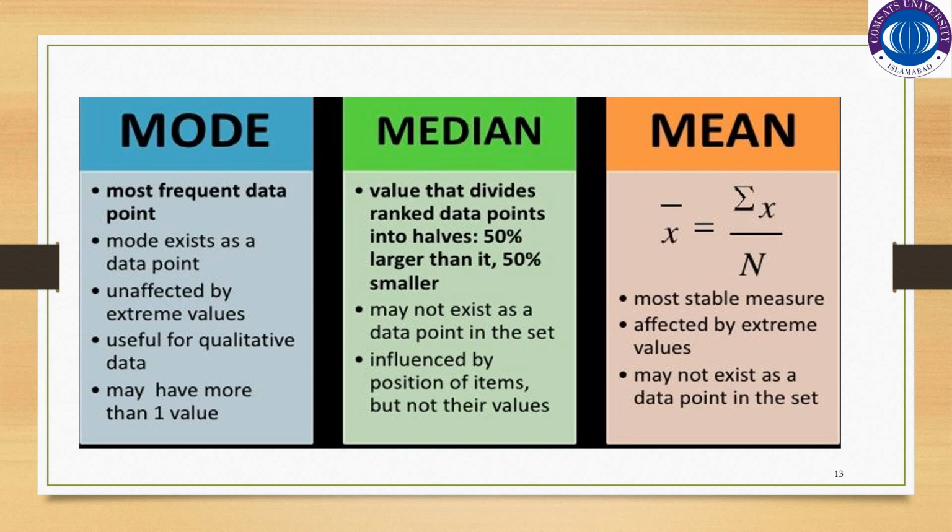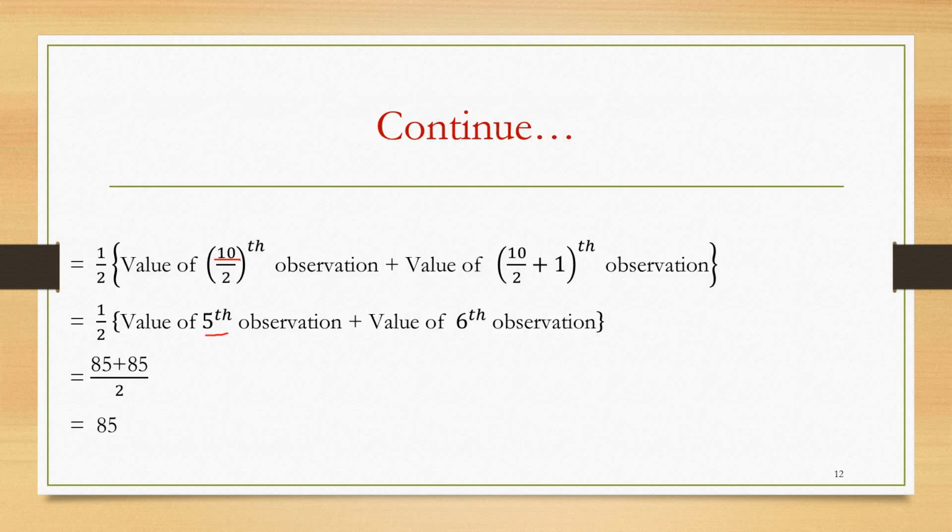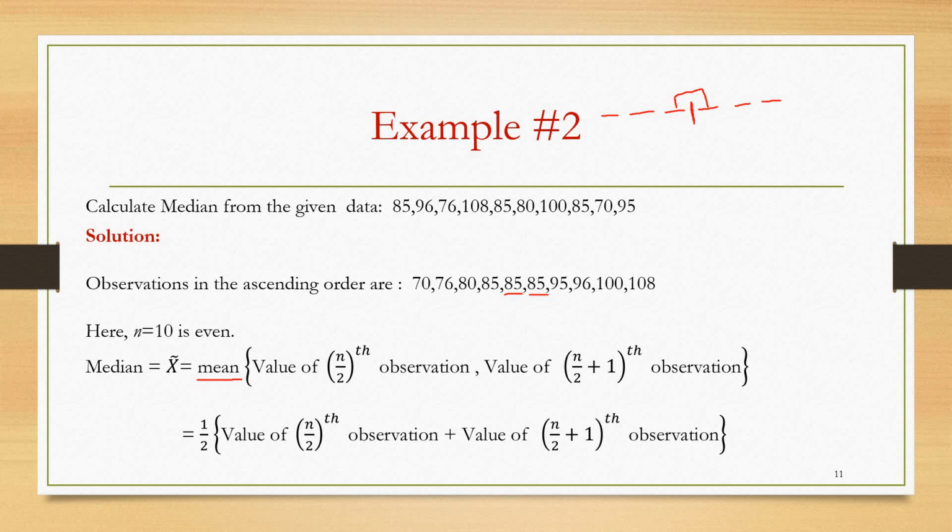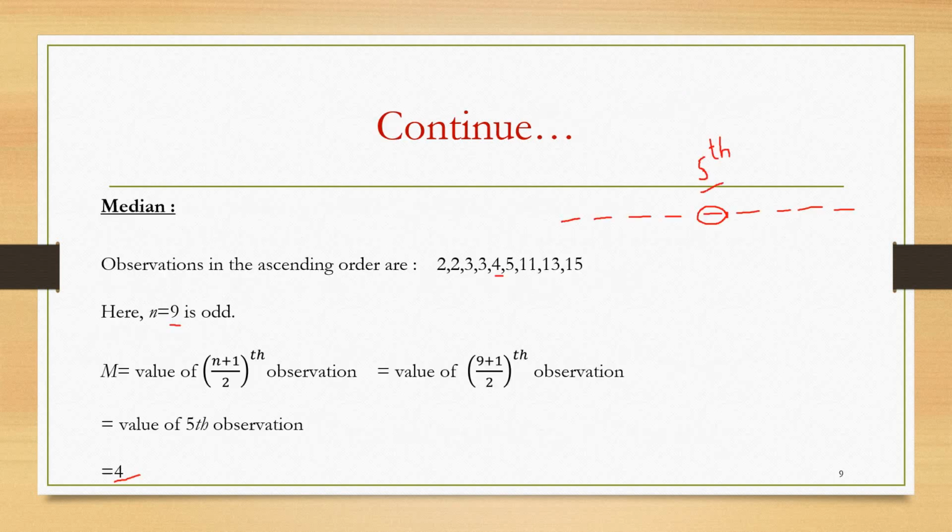Median: a value that divides ranked data, or we can say ordered data points, into two halves, 50% larger than it and 50% smaller than it. May not exist as a data point in the set. We can see in both our examples, in the second example, median was the data point, 85. But in the first example, median was 4 and it also was a data point, but it can be not a data point.